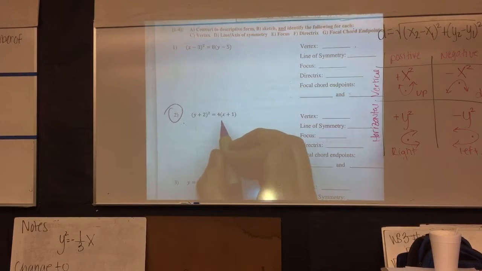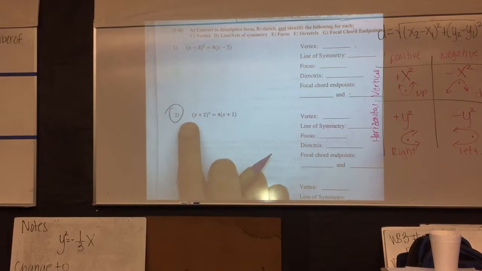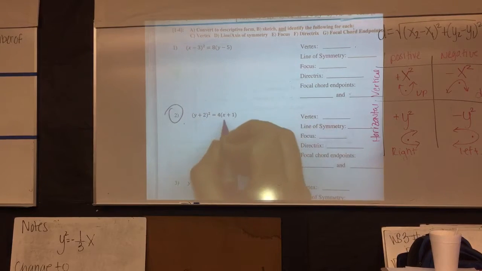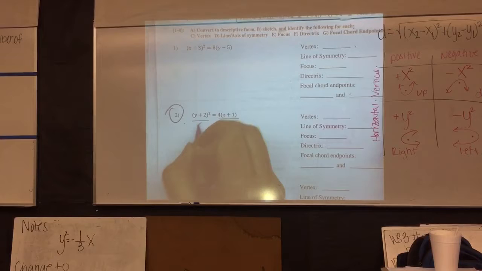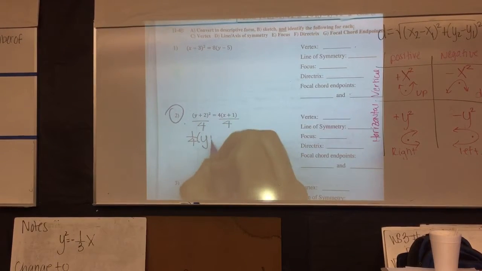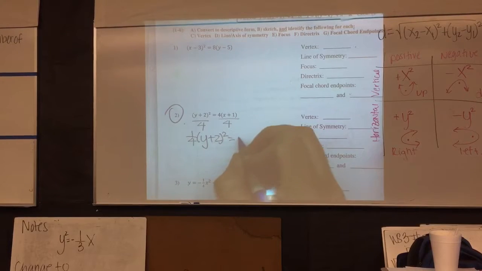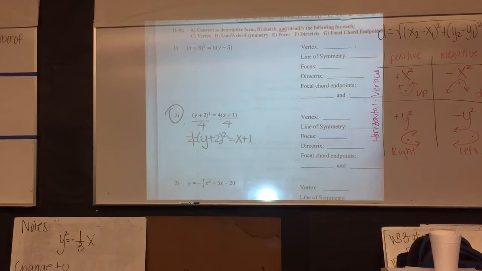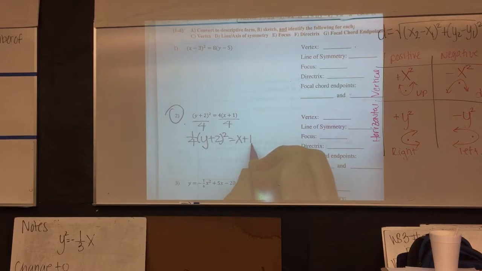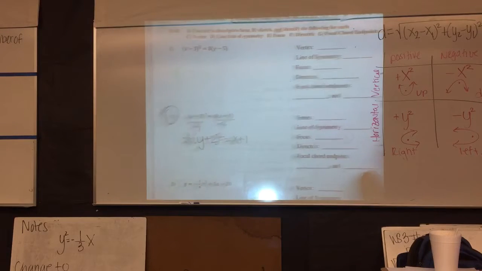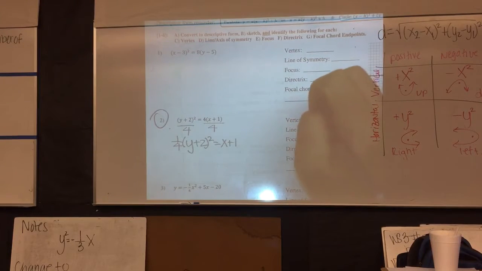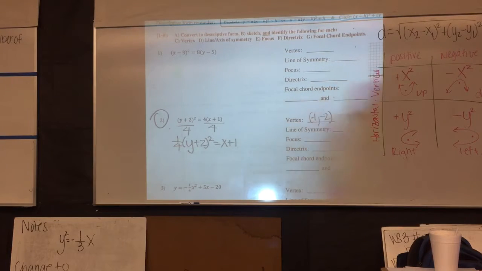And so to get this in descriptive form, we need the fraction in the front, or we need to see our stretch value. So to do that, we divide both sides by 4, and I get 1/4 times the quantity y plus 2 squared is equal to x plus 1. And now you can see your hk. Your h comes from the term next to the x, your k comes from the term next to the y, and it's always opposite, okay? So our hk is -1, -2.